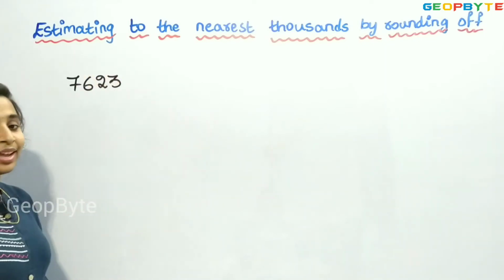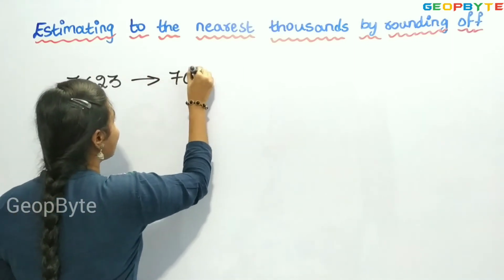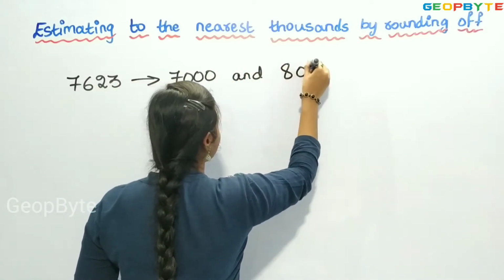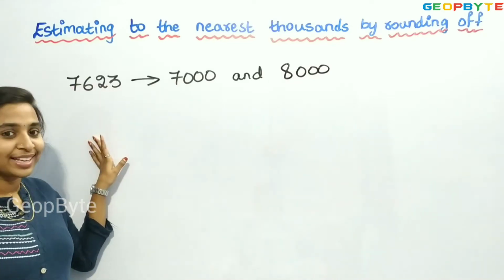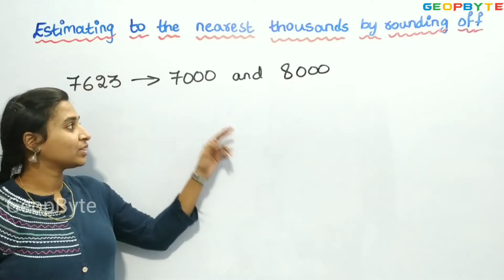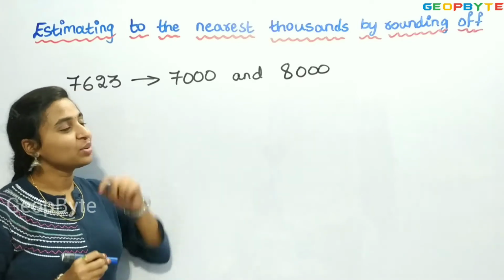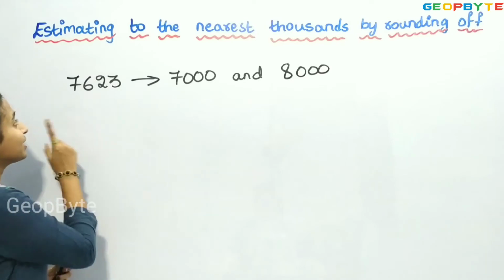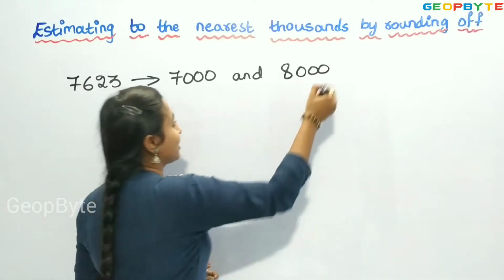7,623 lies in between 7,000 and 8,000. We have taken 7,000 and 8,000 because we are rounding off to the nearest thousands. That is why I have taken in thousands. Now, 7,623 will be nearest to 8,000.